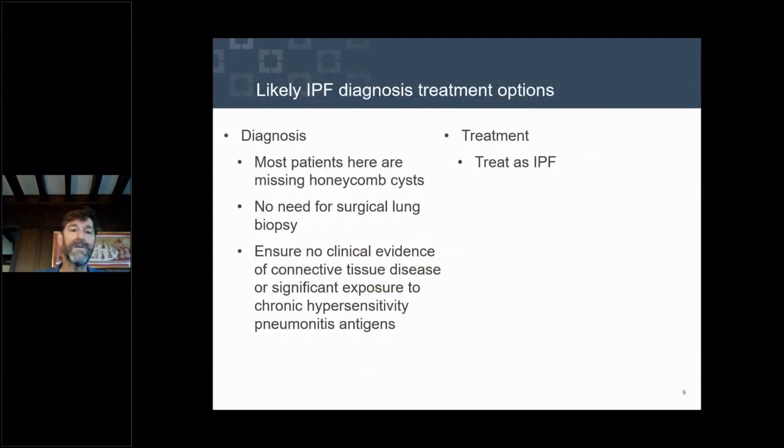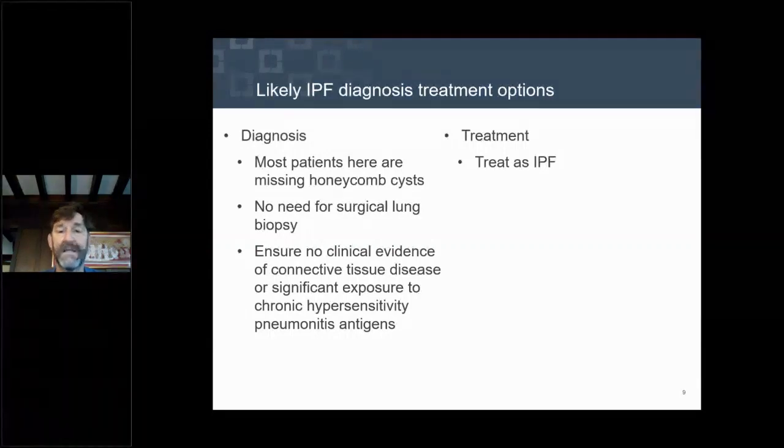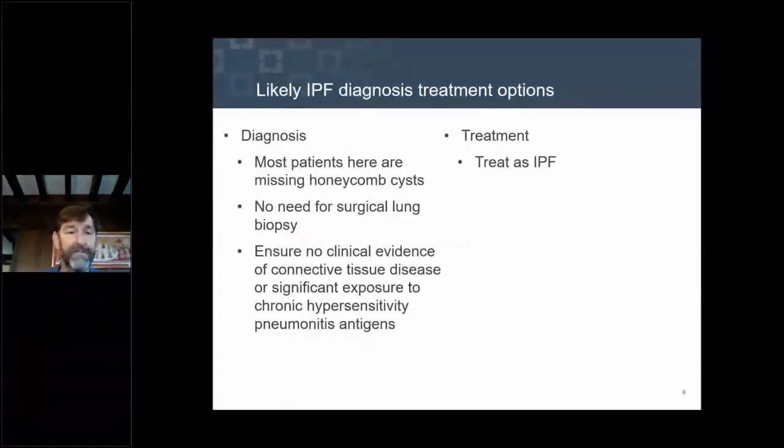So the likely IPF diagnosis is something we see a lot, and it obviates a lot of surgical lung biopsies, because most patients are missing honeycomb cysts, but if they have traction bronchiectasis, if they have any signs or symptoms of connective tissue disease, if they're over 50, and if they don't have any other exposures to cause fibrotic lung disease, I treat that as IPF.